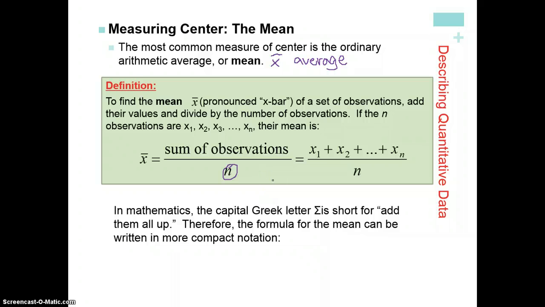So if I ask you to find the mean of the numbers 1 through 5, that's 1 plus 2 plus 3 plus 4 plus 5. That should be 15 divided by our total number of observations, which would have been 5. There were 5 numbers, so 15 divided by 5, our average would be 3. So pretty easy breezy right there, and that should be review.